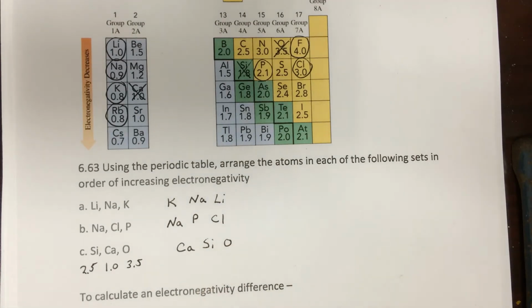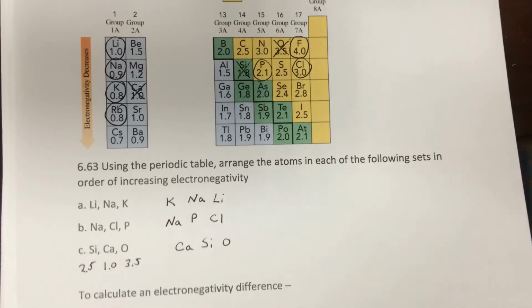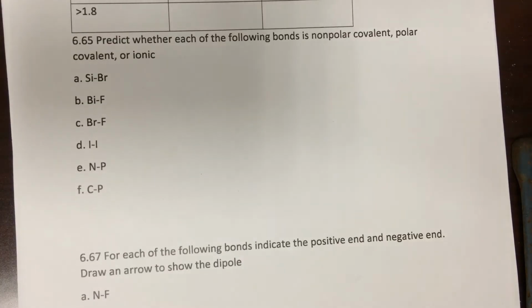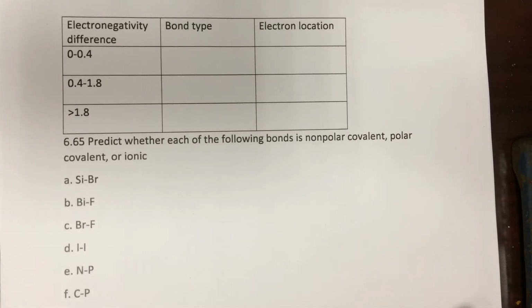Okay, to calculate an electronegativity difference, we just look at the electronegativity numbers and subtract them and take an absolute value. We don't care whether we get a negative or a positive number. We're just looking at the absolute difference in the two numbers. So let's look at some examples, and what electronegativity can tell us.